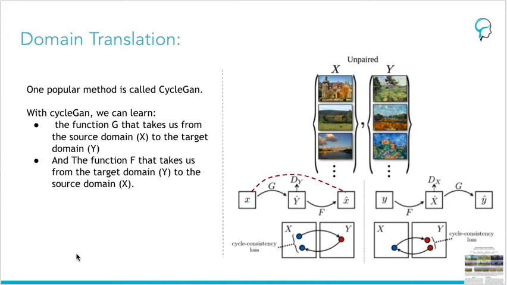One important thing to note is that the model learns bidirectional translation functions this way. It can go both from source to target, from X to Y, and also from target to source, Y to X.